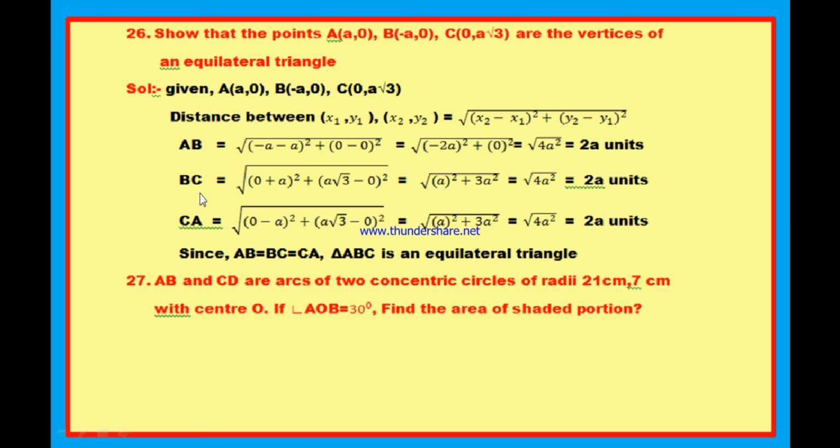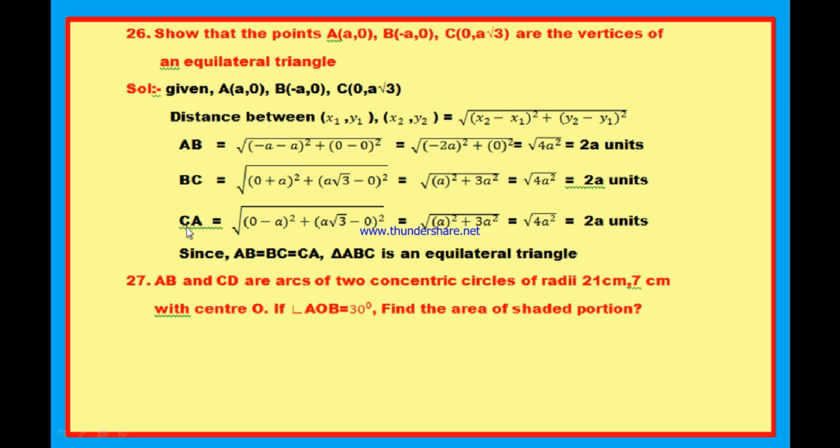Next, the length of the side BC, means the distance between B and C. Now the coordinates of B are (x1, y1) and the coordinates of C will be (x2, y2). (x2 minus x1) whole square, 0 minus of minus a will be plus a whole square, plus (y2 minus y1), a root 3 minus 0 whole square. 0 plus a is a, a square. a root 3 minus 0 is a root 3, a root 3 whole square is root 3 whole square, which is 3, into a square, so it is 3a square. a square plus 3a square is root over 4a square, which is equal to 2a units.